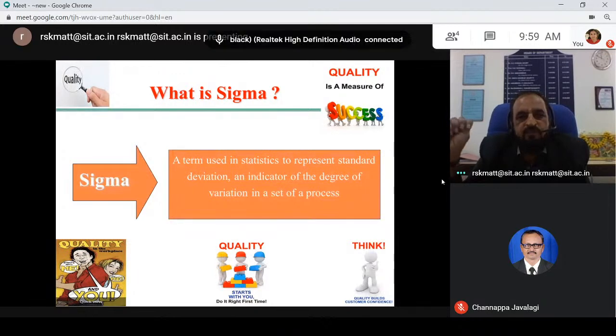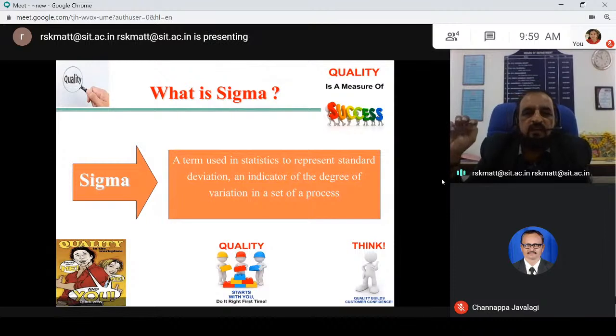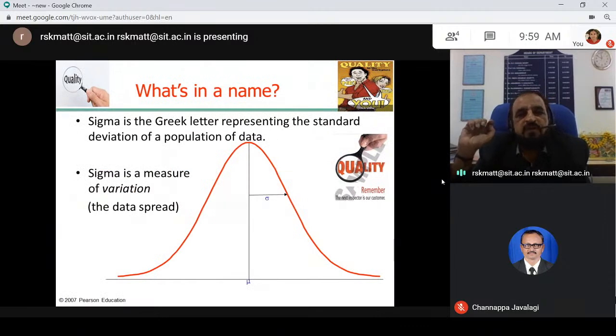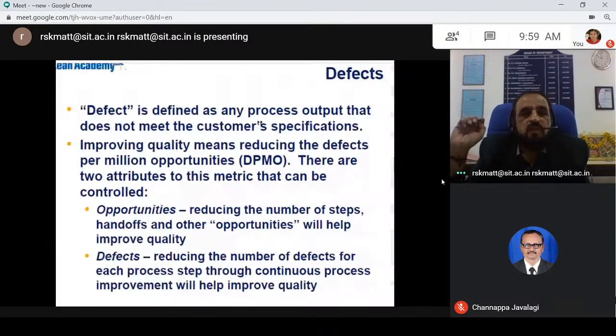Then, what is Six Sigma? It is a term used in statistics to represent the standard deviation as the indicator of variation in a set of processes. Sigma is a Greek letter representing the standard deviation of the population of the data. What is a defect? A defect is defined as any process or output that does not meet the customer specification or customer requirement.